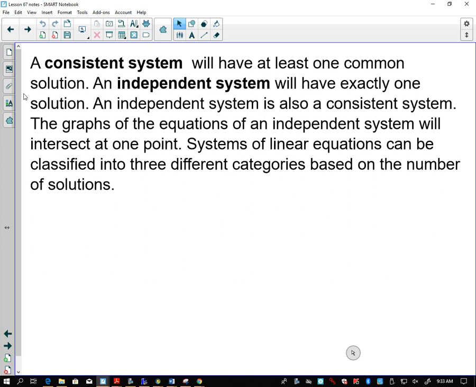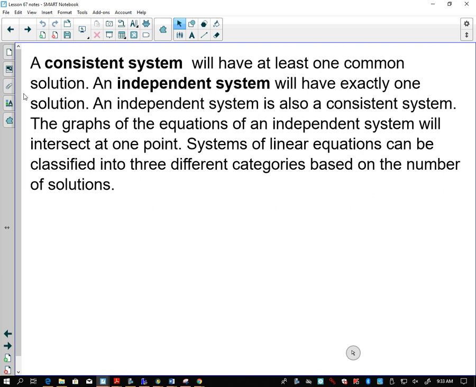So let's go back and let's talk about what we've learned already. What kind of system was first? The inconsistent system. What did that look like? Two parallel lines. Do they have any common solutions? No. So no solutions. Okay, what was next? Dependent systems, right? What did those look like? Infinite solutions, overlapping lines. And then we have something called a consistent system.